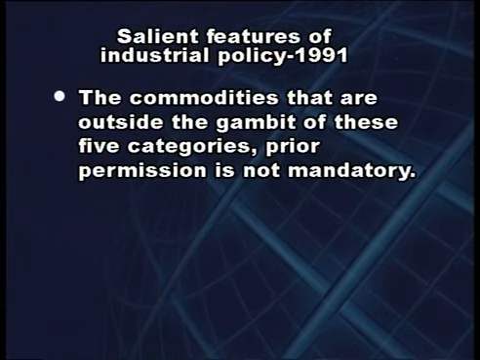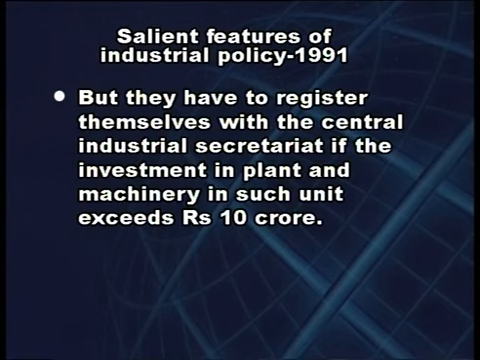For the commodities that are outside the gamut of these 5 categories, which consist of 18 industries, prior permission is not mandatory, but they have to register themselves with the Central Industrial Secretariat if the investment in plant and machinery in such unit exceeds rupees 10 crore. So, delicensing does not mean doing away with the licensing policy. Still licensing policy is there, but for certain categories of commodities. Basically in 1991 it was stated that for 5 categories of items which consist of 18 commodities, if any industrialist wants to produce such commodities, they have to obtain prior license from the government.